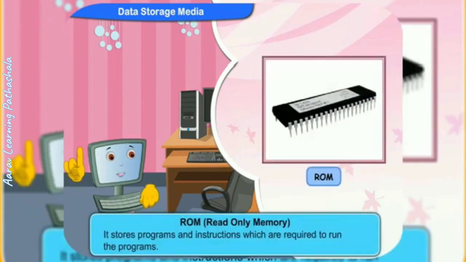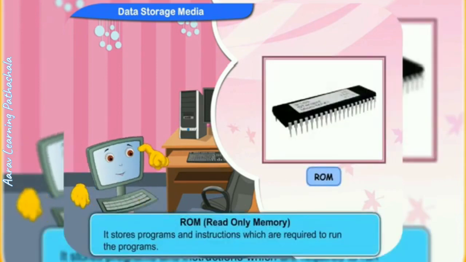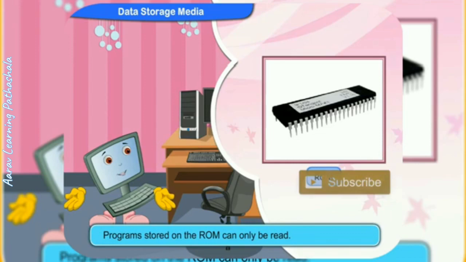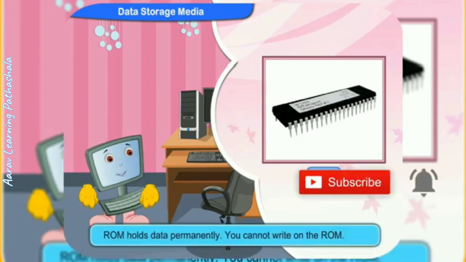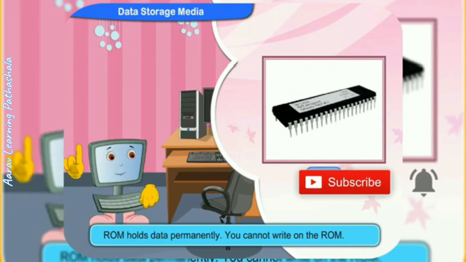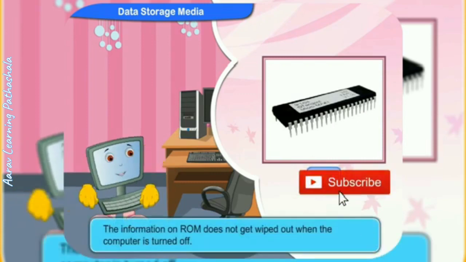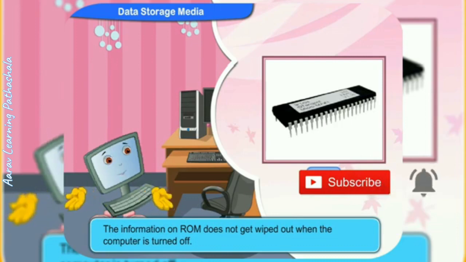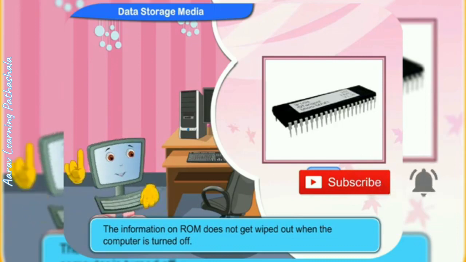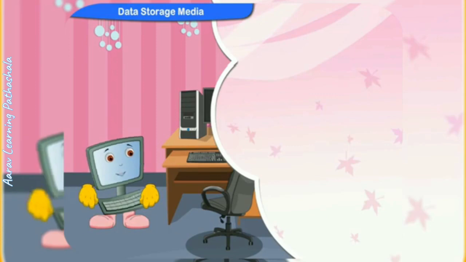ROM stands for read-only memory. It stores programs and instructions which are required to run the programs. Programs stored on the ROM can only be read. ROM holds data permanently. You cannot write on the ROM. The information on ROM does not get wiped out when the computer is turned off.